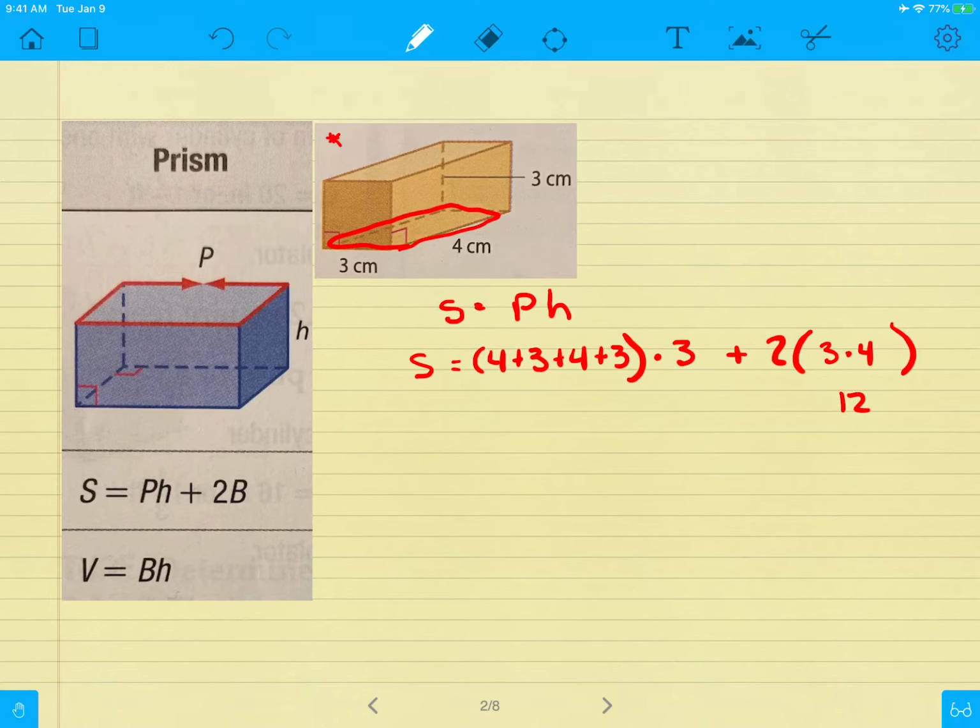So this ends up being 12 times 2 back here. And in the front, 3 plus 4 plus 3 plus 4 ends up being 14 times 3. Now if we keep going, 14 times 3, what is that? 42. And we're going to add a 24 to it. And we should get 66 total centimeters cubed. Sorry, not cubed, but squared. That is the total surface area. That's every face added together. That should be 66.